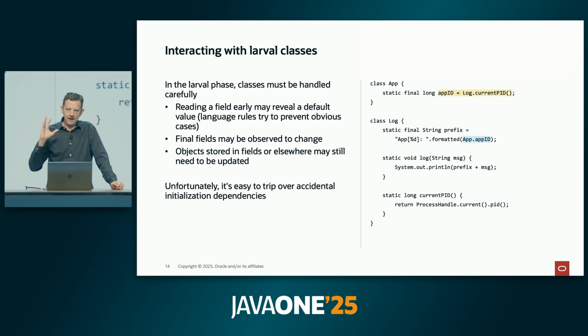Unfortunately, it's easy to accidentally trigger initialization or introduce dependencies that you weren't aware of. I have an example here with two classes, App and Log. If we start with App and we initialize App, it wants to ask the Log class for a PID from a utility method, and it's going to set that to a final field. Before it can execute that method call, Log has to be initialized. So the mention of Log.something triggers initialization of class Log and all the code in the Log class. So that code is going to execute.